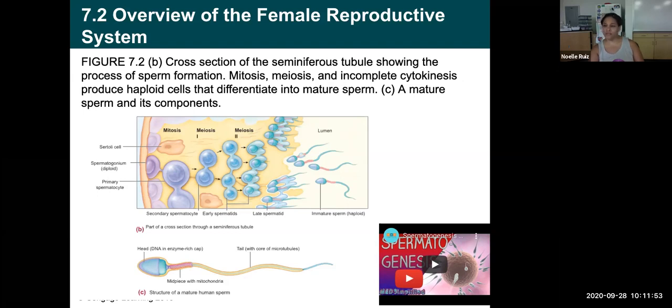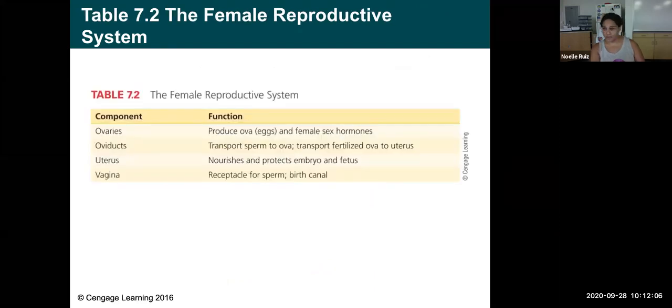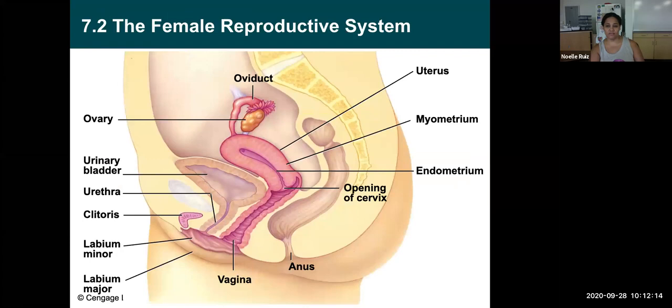And then there's a video there that you guys can watch on sperm production. It's the same video that we had, I think, two chapters ago from chapter 5, but we're reviewing the same process again, how sperm is made. And then the female reproductive system: ovaries, oviducts, uterus, vagina, all of their functions, all there. You guys all have this diagram.